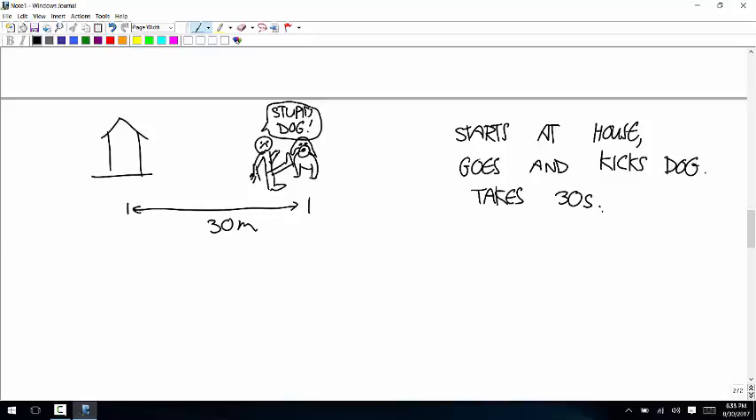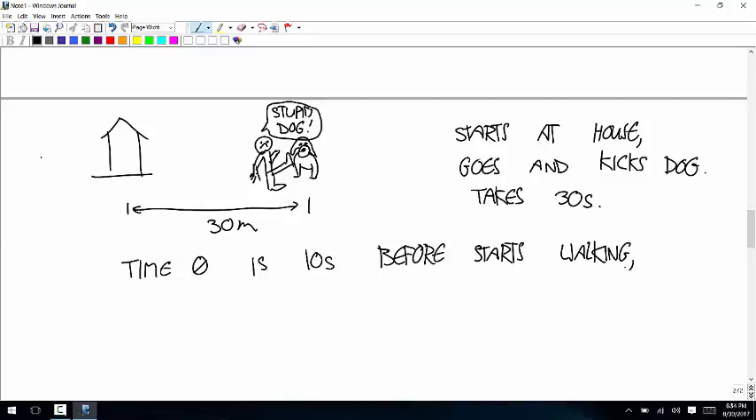And now let's say time 0 is 10 seconds before he starts walking. Let's say the 0 position is the house, and the positive direction is away from the dog.